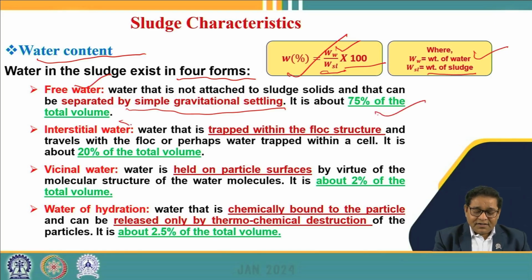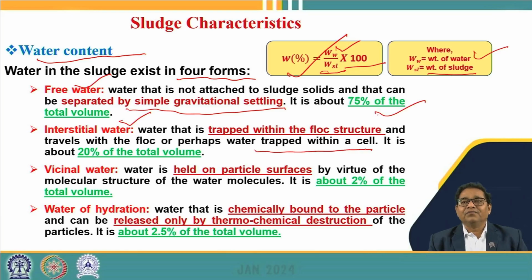And then there is another type of water, which is interstitial water, which is trapped within the floc structure, within the interconnected voids, the cavities which are formed within the biomass, and they travel along with the flocs, or perhaps water entrapped within a cell. So this type of water basically comes under interstitial water, and it is about 20% of the total volume.